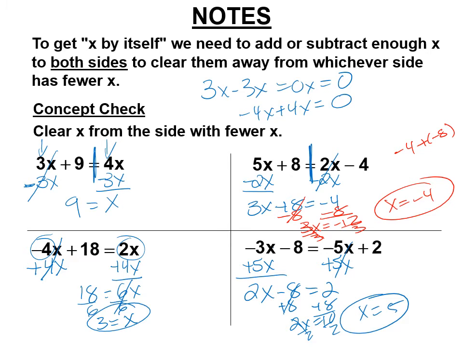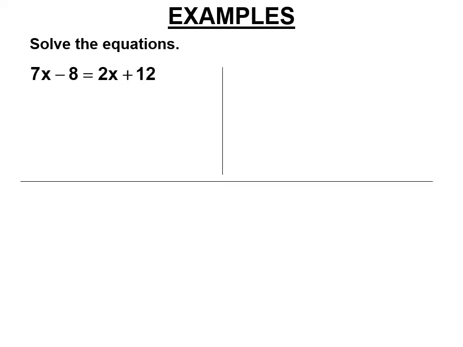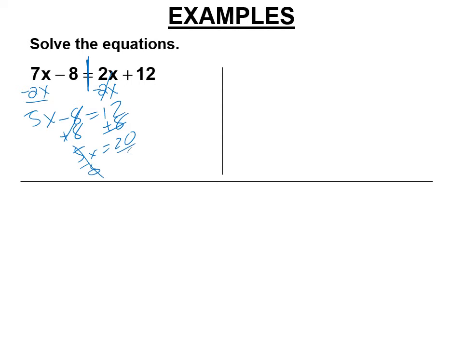All right, so we're just going to practice a whole bunch. So we're going to get rid of the 2x from both sides. 5x minus 8 equals 12. There's our two-step. We're adding 8 to both sides. 5x equals 20. Divide by 5. That's a very sloppy 5, but x equaled 4.